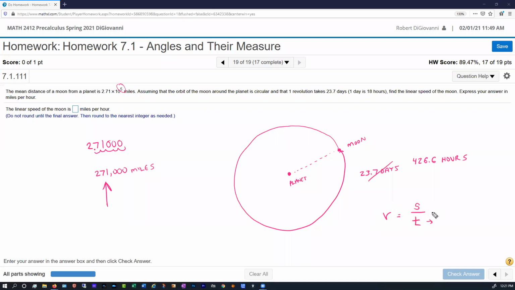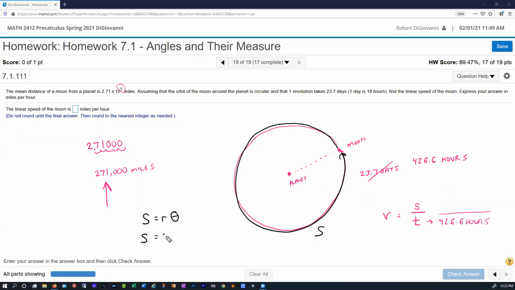Okay, time we know it takes 426.6 hours. We know how long it takes to go all the way around. We just need to know the distance it travels. So we need to measure the arc length, which is basically this all the way around. That's our s. But we know s is equal to r times theta. So s should be the radius times theta. But if we go all the way around, then the angle theta is 2 pi because that's an entire revolution. And remember, this has to be in radians, so that's why I'm using pi, not 360.